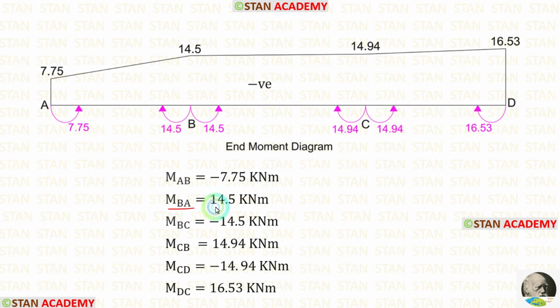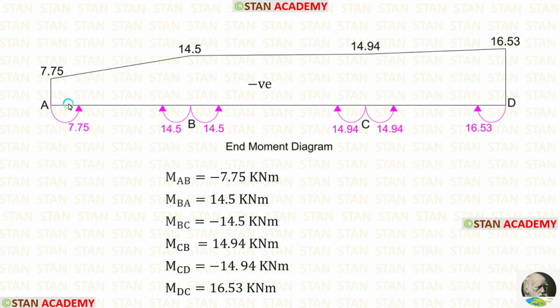For MBA, we have a positive value. That means it is acting in the clockwise direction. So, from the point B towards the point A, we have to make a clockwise curve. For MBC, we are having a negative value. That means it is acting in the anti-clockwise direction. So, from the point B towards the point C, we have to make an anti-clockwise curve. In the same way, we have to make the curves at the point C and at the point D.